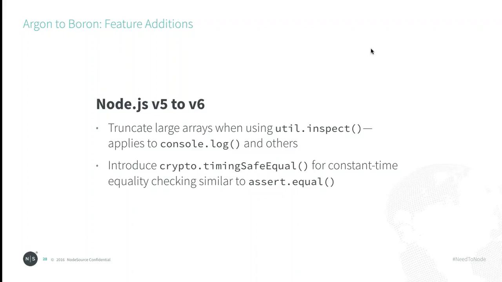We introduced a crypto.timingSafeEqual method, and this is a good one to understand. It's for constant time equality checking. It works similar to assert.equal, but it doesn't throw, I don't think. But you can now compare two strings or buffers and get a true or false. Are they the same? And do it in a way that is consistent. It has a constant time, no matter the length of the strings.